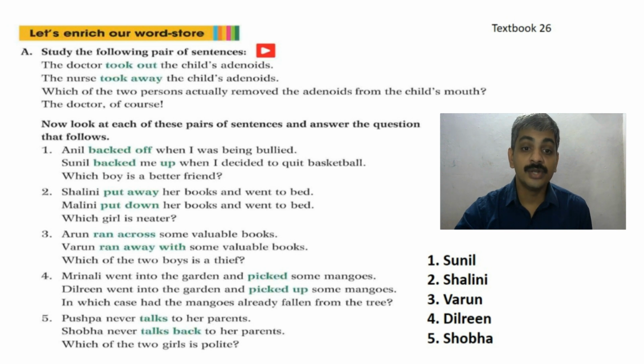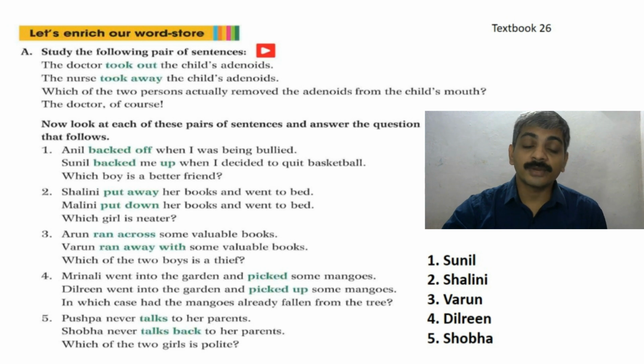Now, Pushpa never talks to her parents. Oh, very bad, no? Shobha never talks back to her parents. Which of the two girls is polite? Shobha. Talk back is a phrasal verb: to answer somebody rudely, especially somebody in authority. To talk means to open your mouth and talk with someone. So Shobha never talks back rudely, never behaves rudely to her parents. So she is polite. Now I hope, my friends, you understood it.